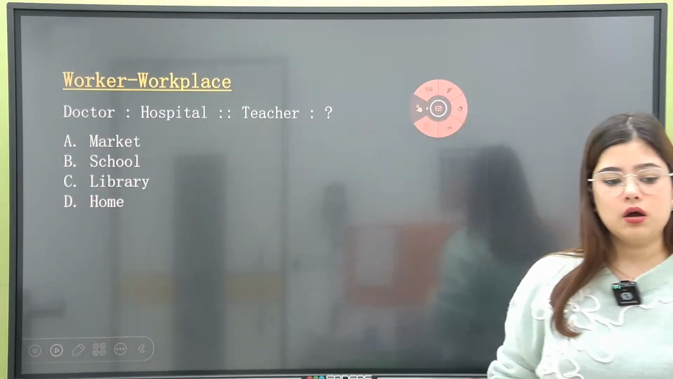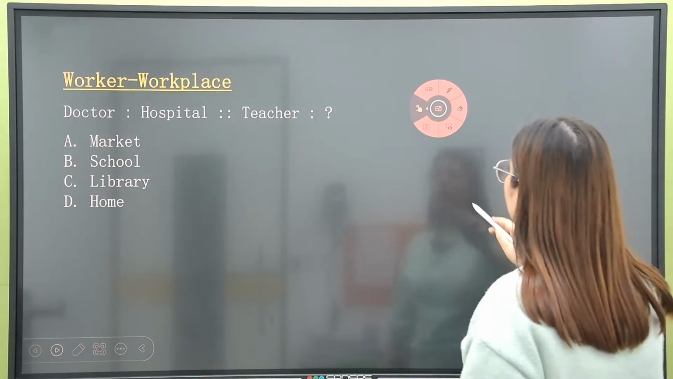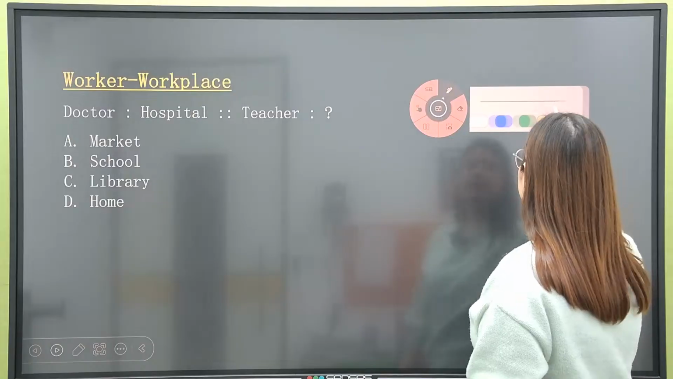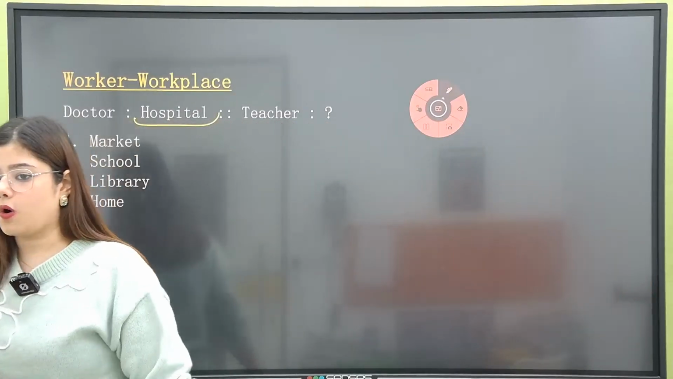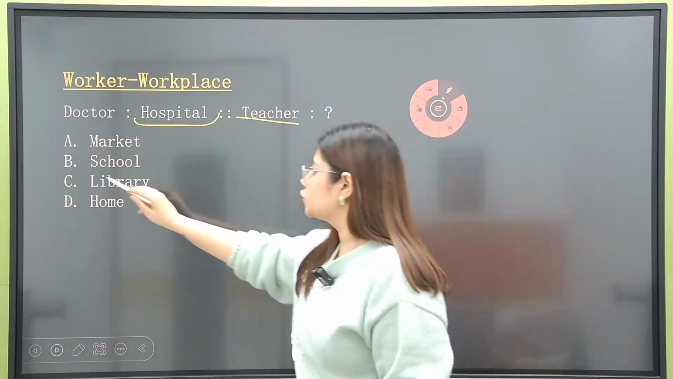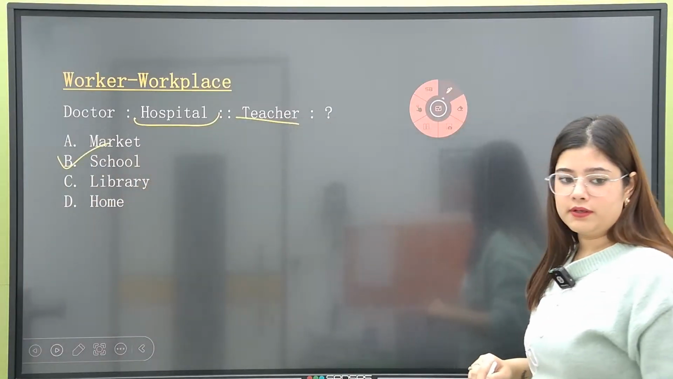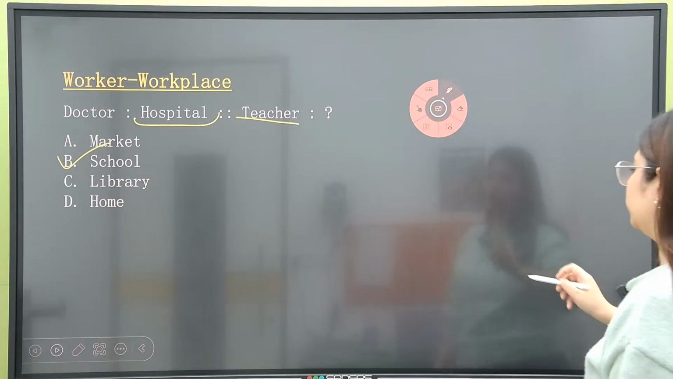Next, worker, workplace. This is quite simple. Doctor is to hospital, such as teacher is to. So a doctor works in a hospital, and similarly a teacher works in a school. So doctor is to hospital, such as teacher is to school.